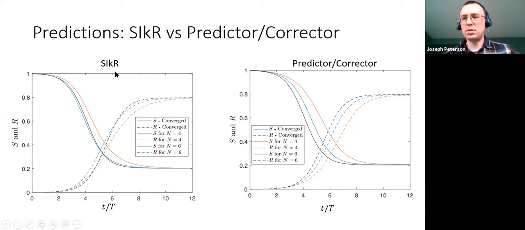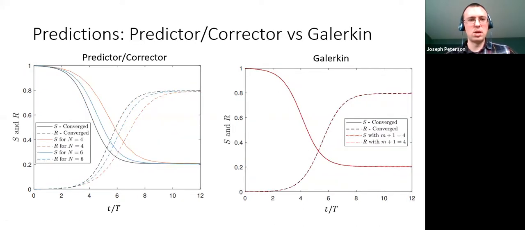But how does the Galerkin-based spectral method compare against the predictor corrector? Well, here are those predictor corrector calculations again, and here are the Galerkin calculations with m plus 1 equals 4 compartments for the infected population. It's worth mentioning that one of those compartments is not independent of the other 3. So really, you have 3 independent compartments here for the Galerkin method, and it has already converged spot on to the fully converged results for this model.